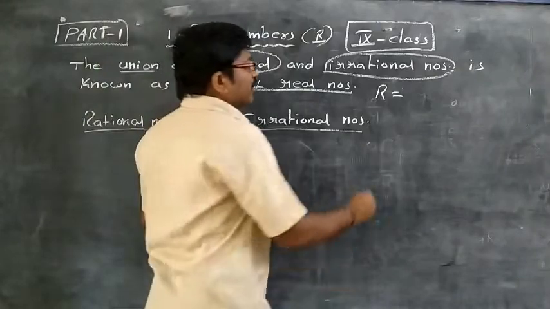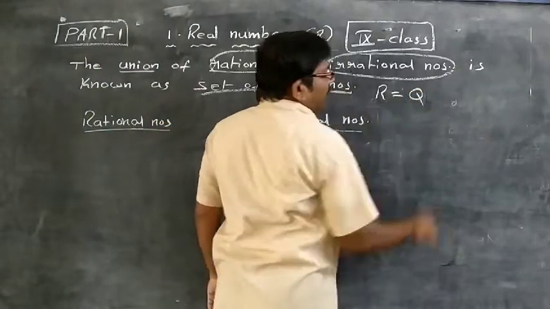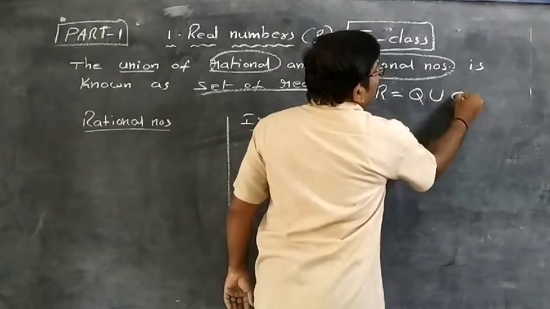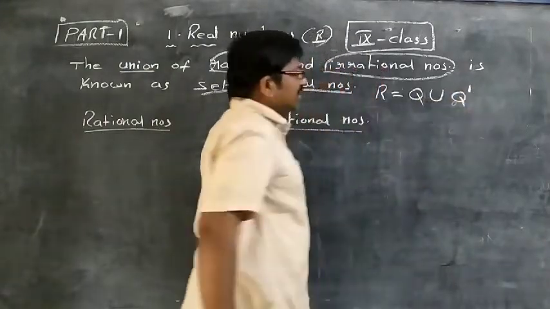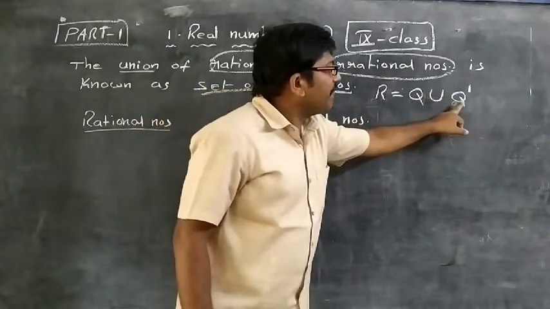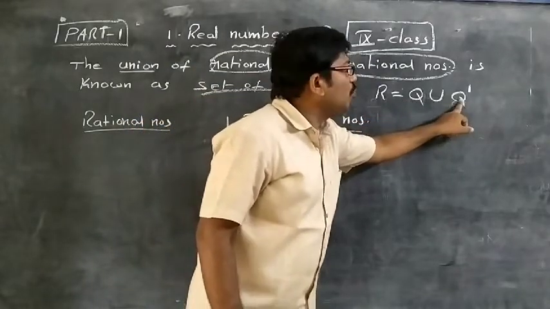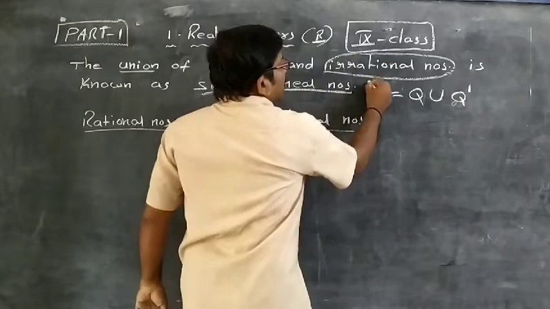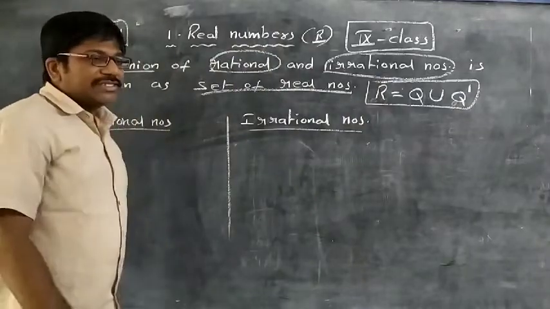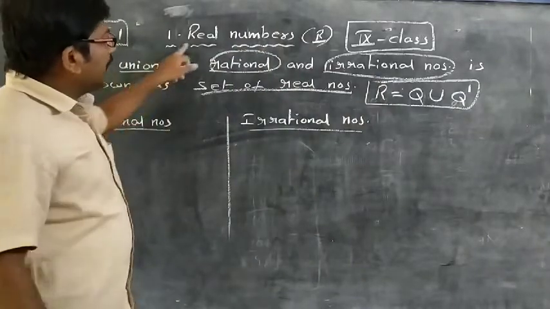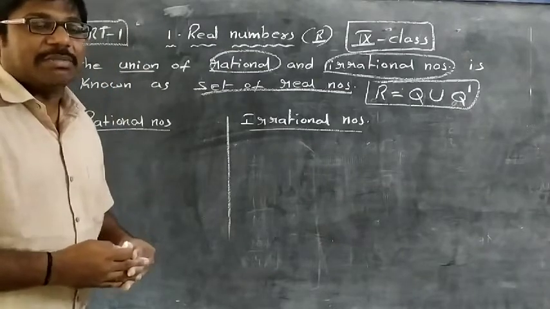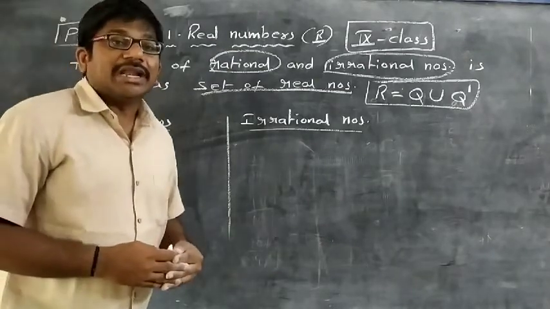R is equal to the set of rational numbers union the set of irrational numbers. The set of rational numbers is denoted with Q and the set of irrational numbers is denoted with Q dash. So R is equal to Q union Q dash. Real numbers mean all rational numbers and irrational numbers. All are called real numbers.